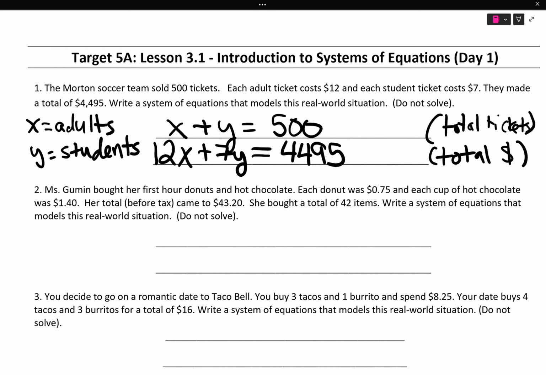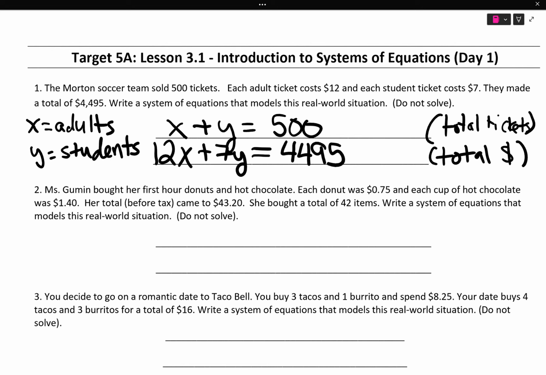Number 2, Ms. Gumin bought her first hour donuts and hot chocolate. Each donut cost 75 cents, and each cup of hot chocolate cost $1.40. Her total before tax came to $43.20. She bought a total of 42 items.